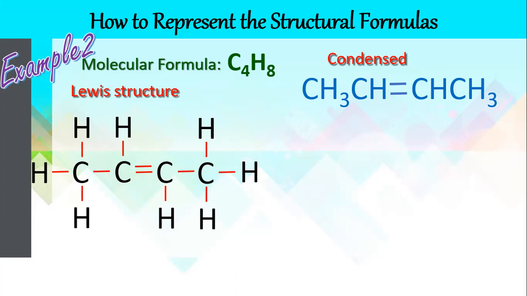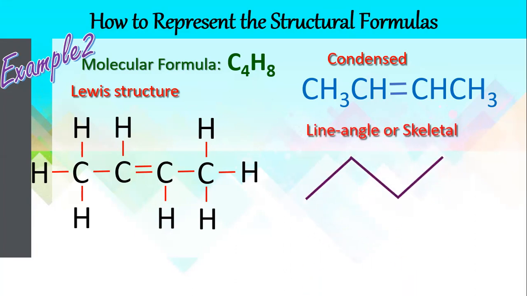Now, for the line angle or skeletal structure, in this case, we have a total of four carbons. So we draw a zigzag of four carbons: one, two, three, and then four. If you're not confident, just add the dots and count them, or number accordingly. To show the double bond, we simply draw a second line, that second bond between carbons 2 and 3.